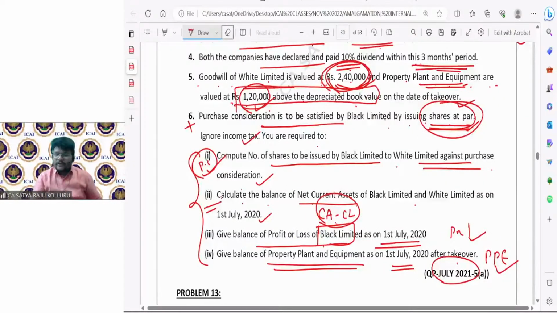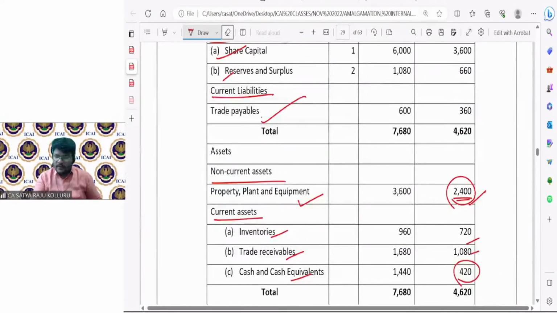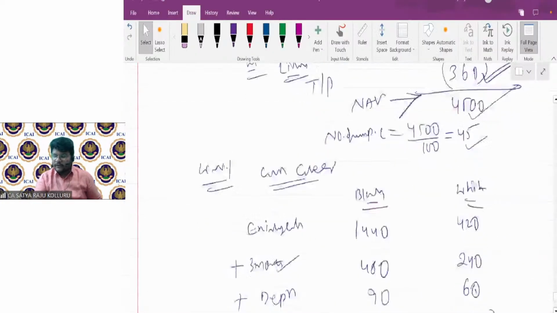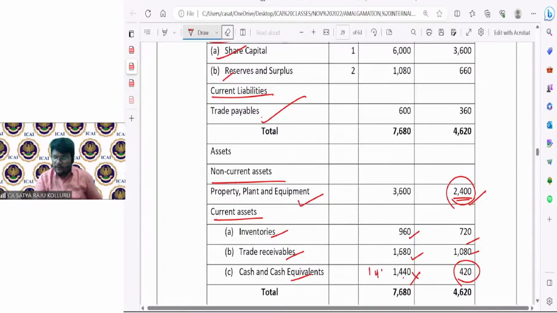Sir, there is no change in inventory with the book value. The same inventory you need to consider for Black. Trade receivables, the same you need to consider. But cash and cash equivalent, you should not consider this figure. Which figure should I consider? Cash and cash equivalent, 1410. So here you need to consider 1410. For trade payables also, consider the same figure. 960 plus 1680 plus 1410 minus 600, you will get net current assets of Black as well.